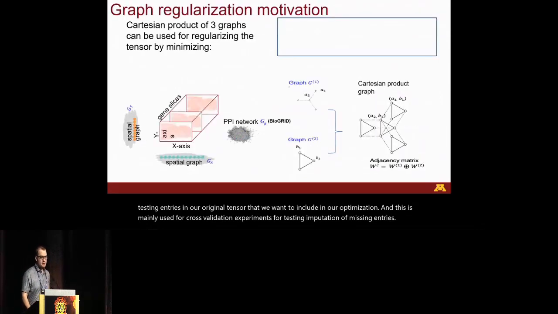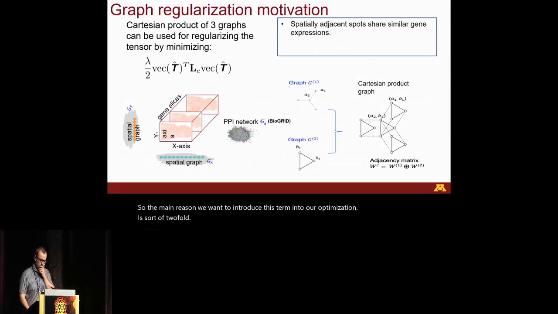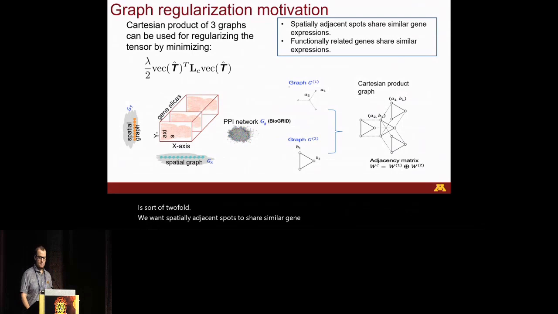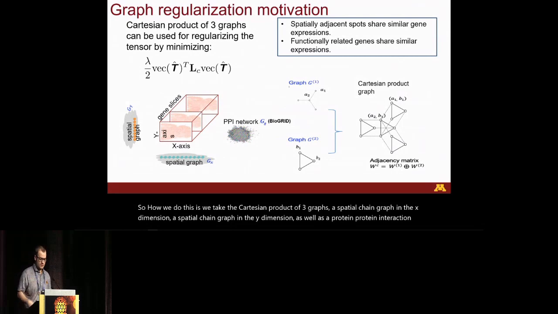Moving on to the second portion of our optimization is this graph regularization term. The main reason we want to introduce this term into our optimization is twofold. We want spatially adjacent spots to share similar gene expressions. We also want functionally related genes to share similar expressions. How we do this is we take the Cartesian product of three graphs: a spatial chain graph in the X dimension, a spatial chain graph in the Y dimension, as well as a protein-protein interaction network corresponding to our gene dimension.